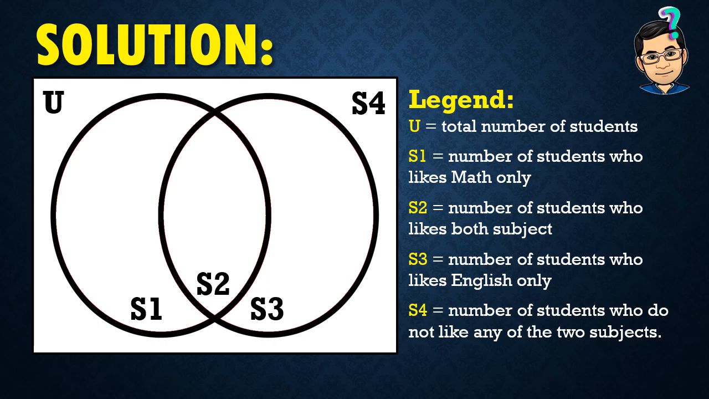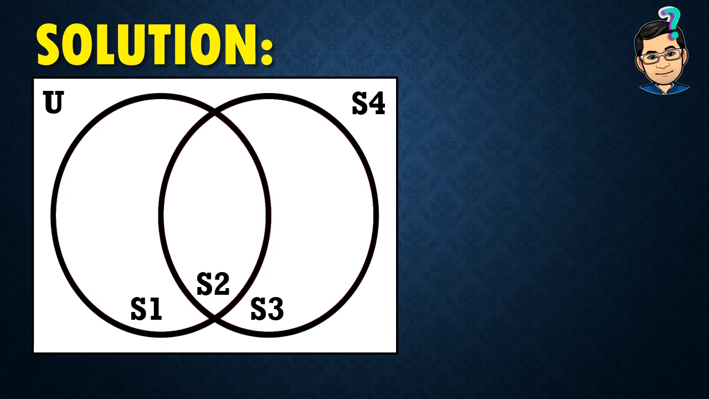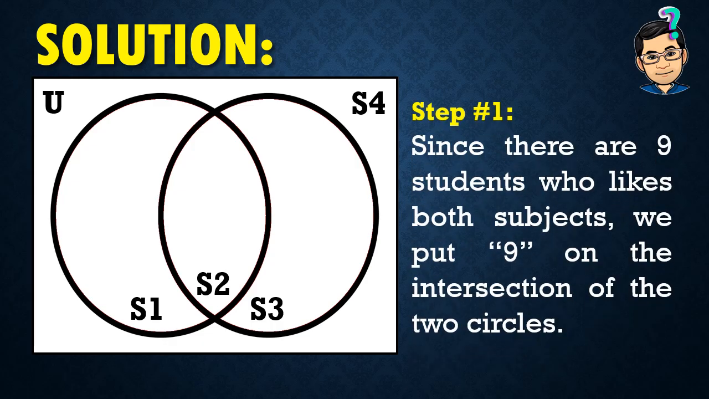And of course, included sa given questions natin, number of students who do not like any of the two subjects, S4 naman siya. Now, for the first step, since there are 9 students who likes both subjects, we put 9 on the intersection of the two circles. Again, sa given problem natin, naka-indicate yung intersection ng dalawang circles. So, ilalagay natin yung 9 sa gitna.